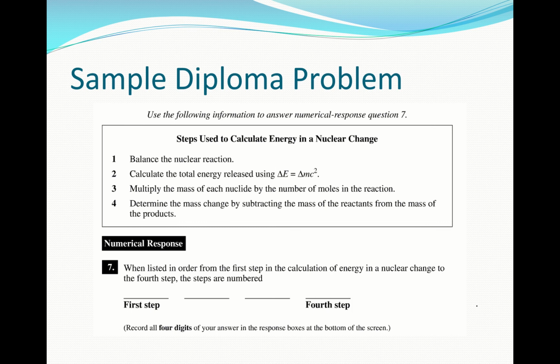So we're looking for steps in order to calculate nuclear change in energy. So first step, yeah, we need that balanced nuclear reaction. That's really important. And then multiply the mass of each nuclide or nucleon by the number of moles. So that's important to do first, right? Because if we had 3 neutrons, we'd have to go 3 times the mass of a neutron. Determine the mass change by subtracting the mass of reactants from mass of products. Yeah, so it looks like 3 is when we're adding up all those masses, and then 4 we calculate the change in mass, and then 2 is when we use E equals mc squared.